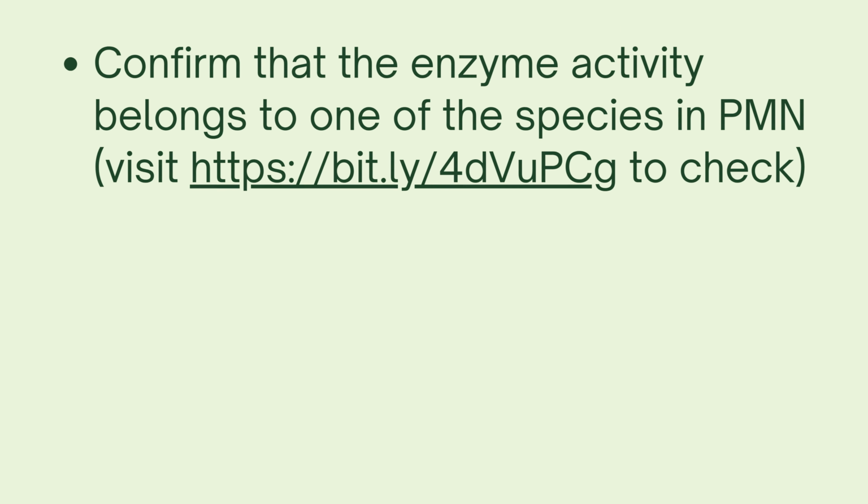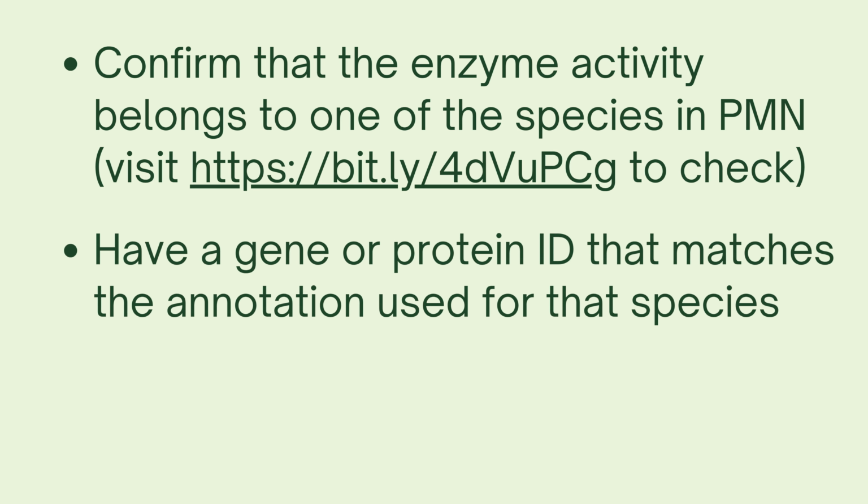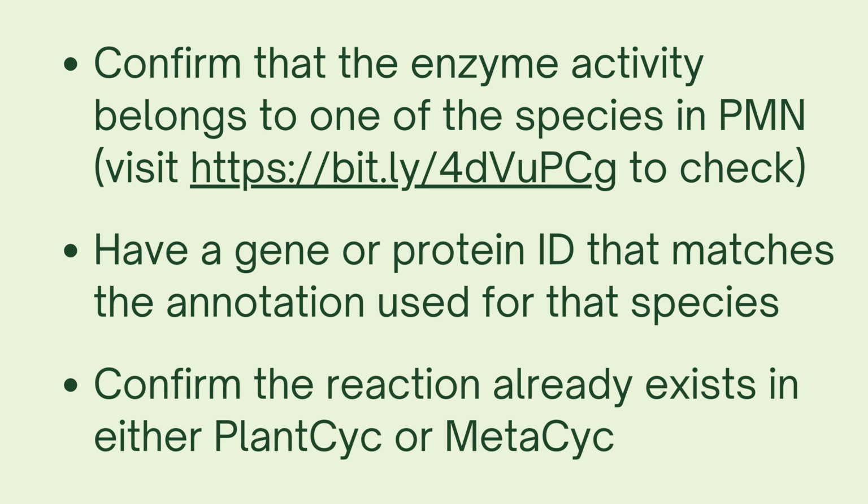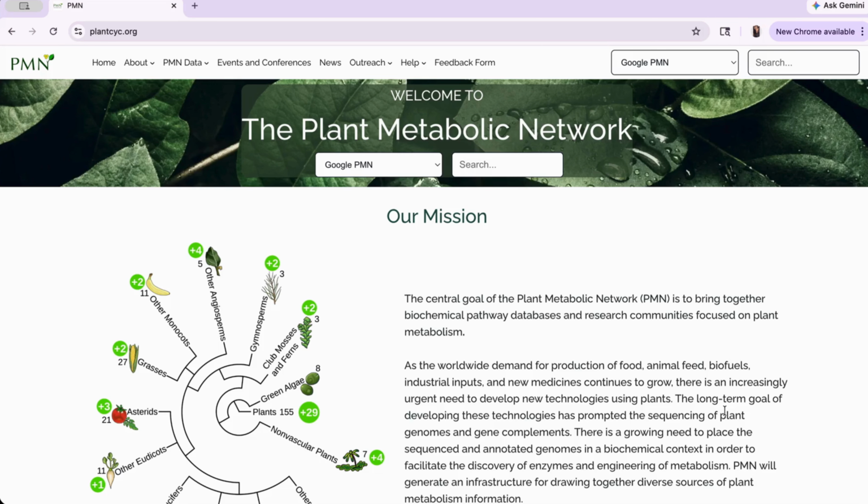Before you begin this process, you will need to confirm that the enzyme activity belongs to one of the 582 species currently in PMN, that you have a gene or protein ID that matches the annotation used for that species, and that the reaction already exists in either PlantCyc or MetaCyc. Alright, now you are ready to begin.